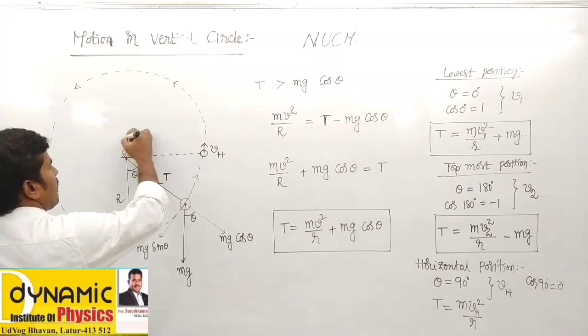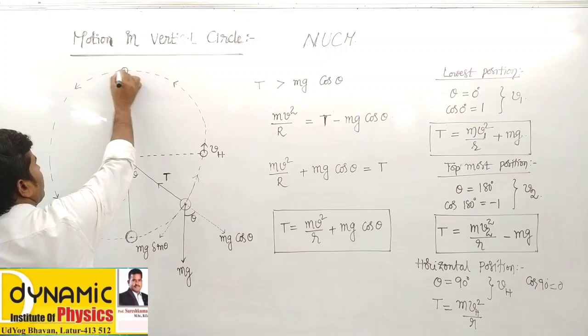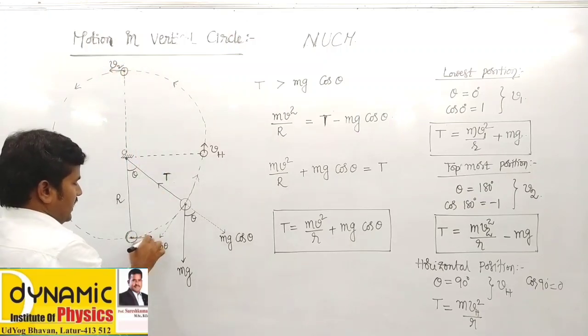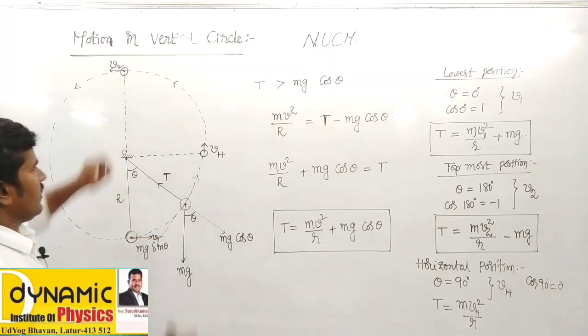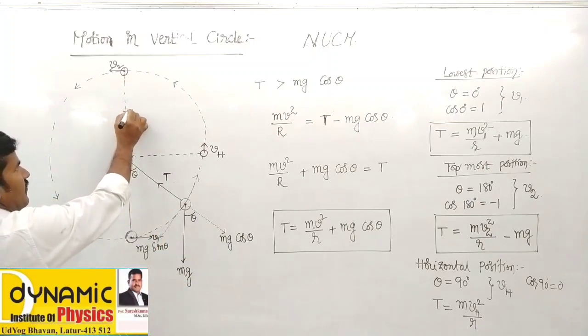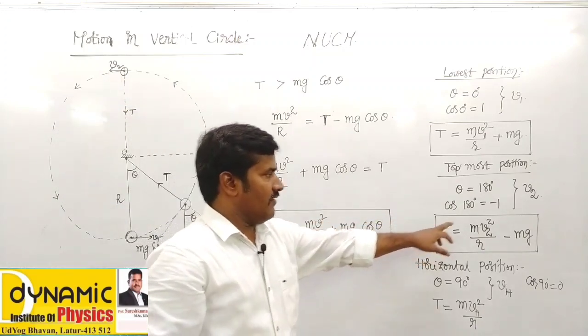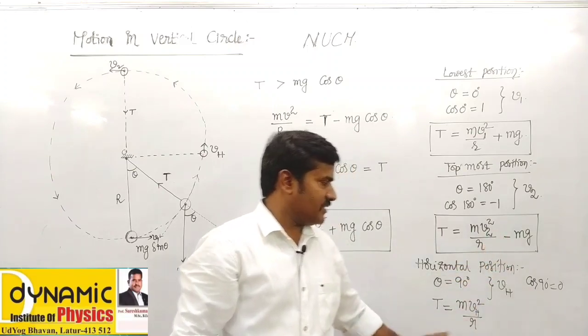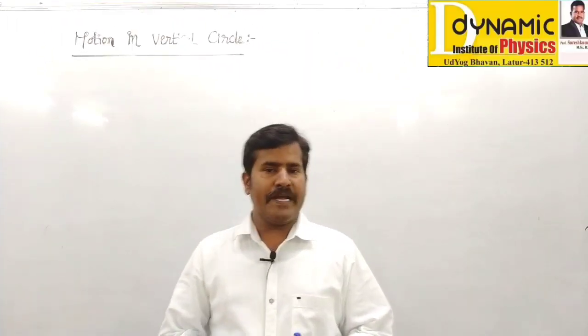And the tension at the topmost position, where the velocity is v2, is T equals mv2 square by r minus mg. This is the condition for looping the loop.